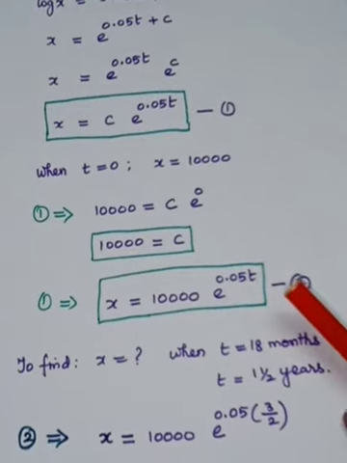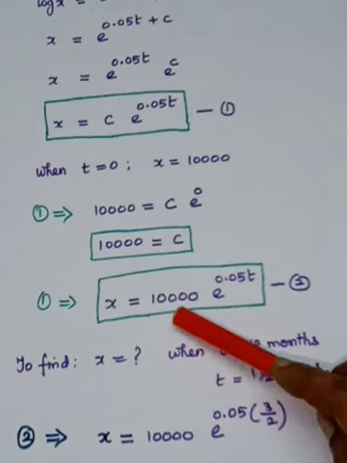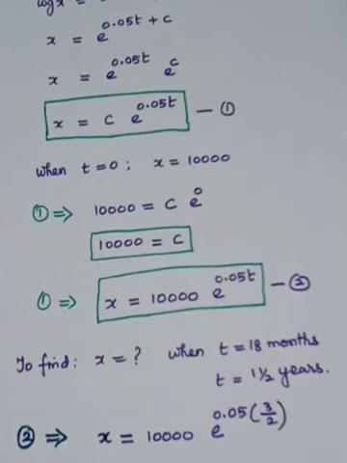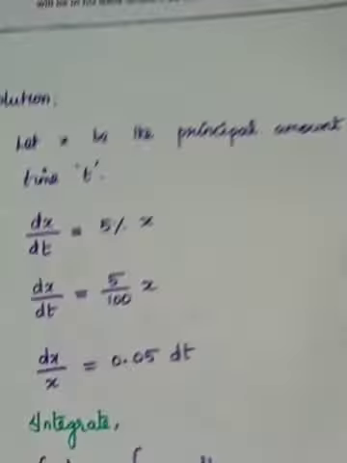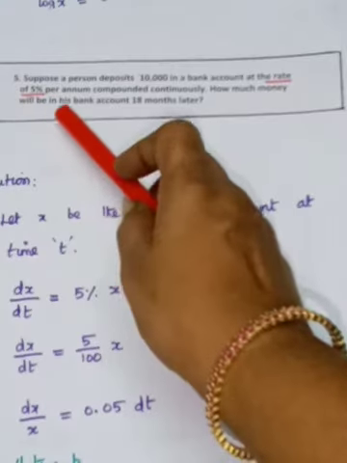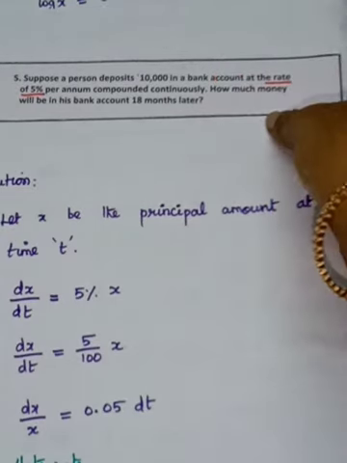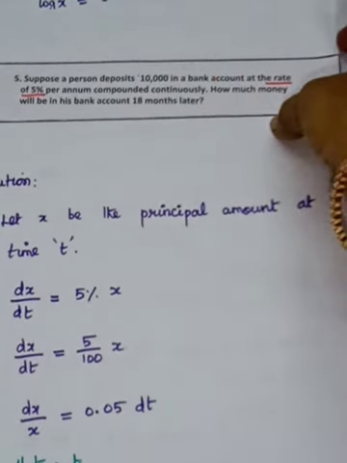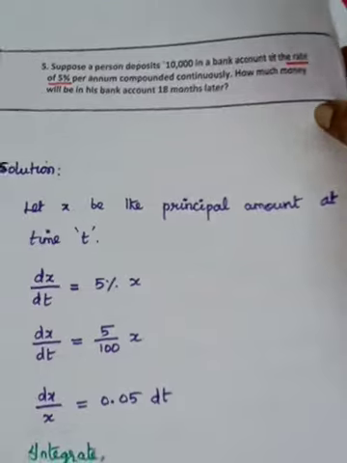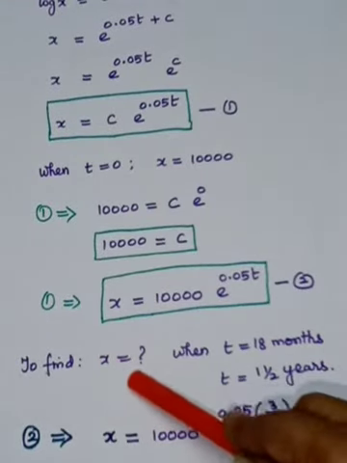So the initial condition is over and you have to apply the given condition. See, the constants c and k are already given, so you need not apply them here. Apply the initial condition. You have to go to the third sentence: how much money will be in his bank account 18 months later? Okay, 18 months later. So here when t is equal to 18 months, you have to find what is x.